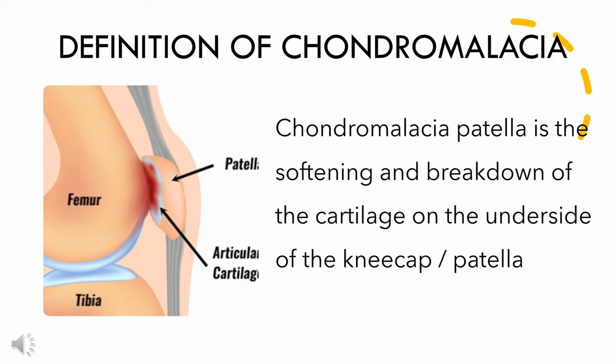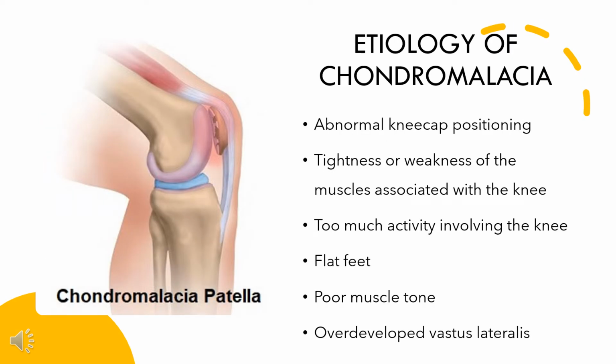Chondromalacia patella is defined as the softening and breakdown of the cartilage on the underside of the kneecap or patella. Common etiologies of chondromalacia are abnormal kneecap positioning, tightness or weakness of the muscles associated with the knee, too much activity involving the knee, flat feet, poor muscle tone, and overdeveloped vastus lateralis muscle.